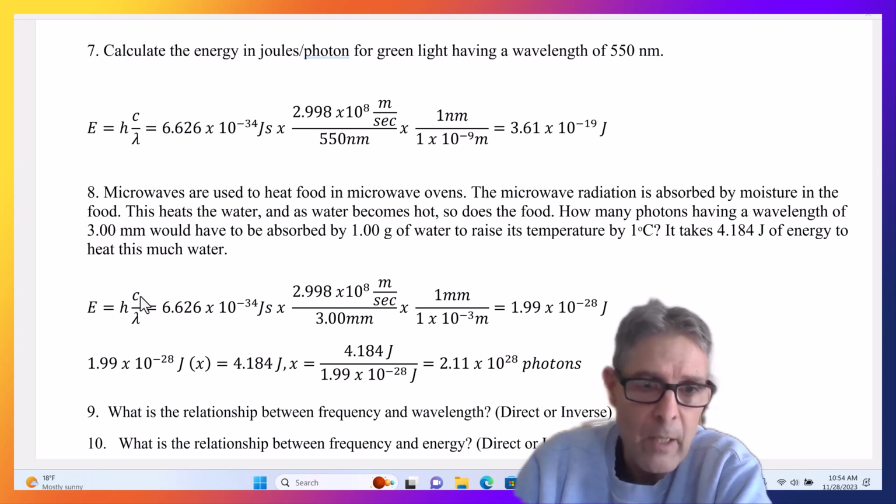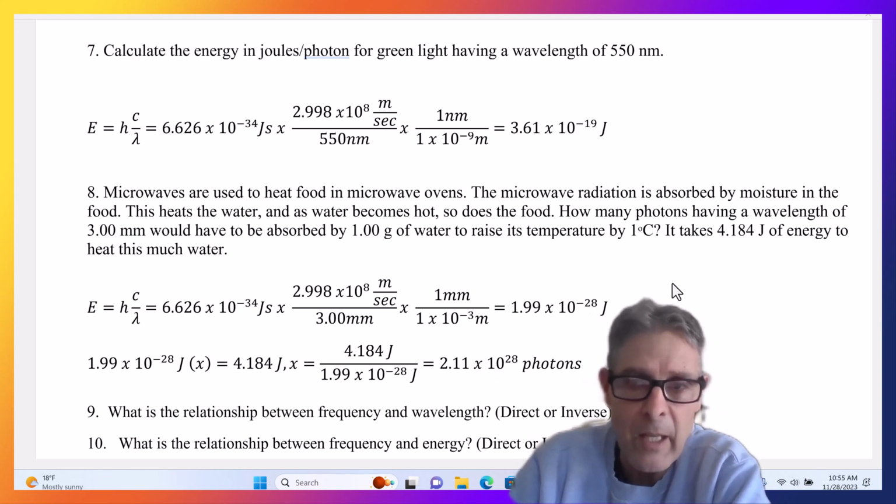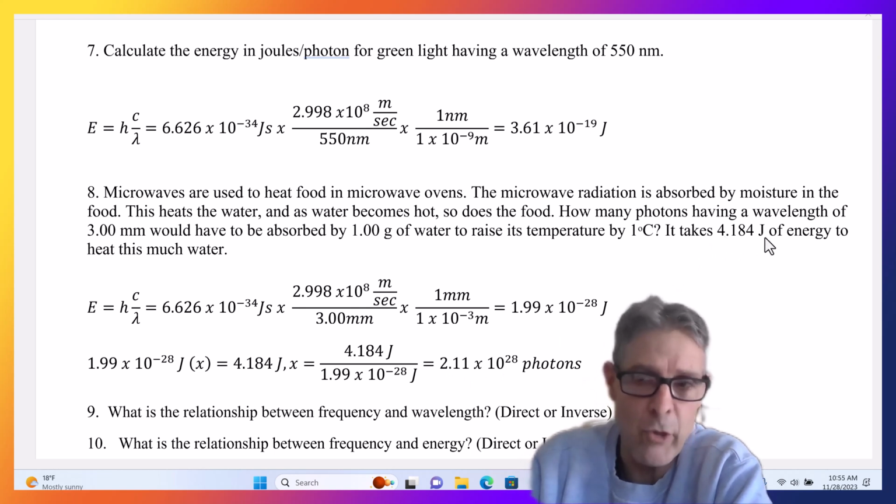We're going to capitalize on the fact that the frequency is equal to the speed of light divided by lambda. Multiply that by Planck's constant, and that's going to give us the energy. But this gives us the energy of one photon. And we need to know how many photons are necessary to make up 4.184 joules of energy.